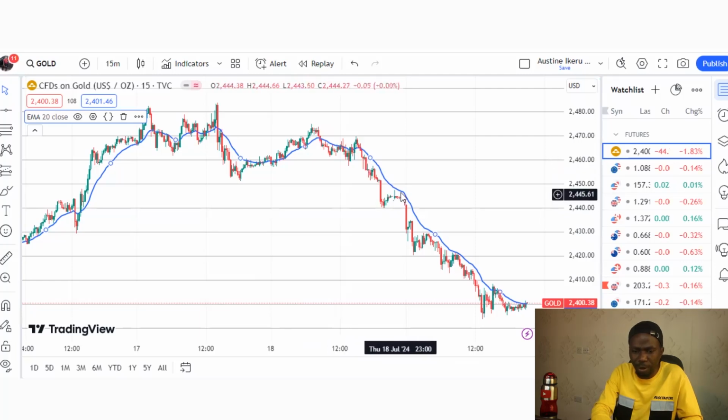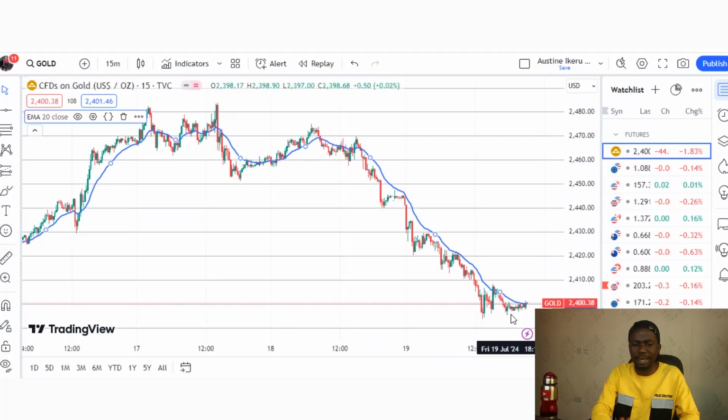So each time price comes to the 20 EMA, we take a sell trade. Each time price comes to the 20 EMA, we take a sell trade. And price comes again to the 20 EMA, we take a sell trade. So you can clearly see here that the market is in a strong trend.